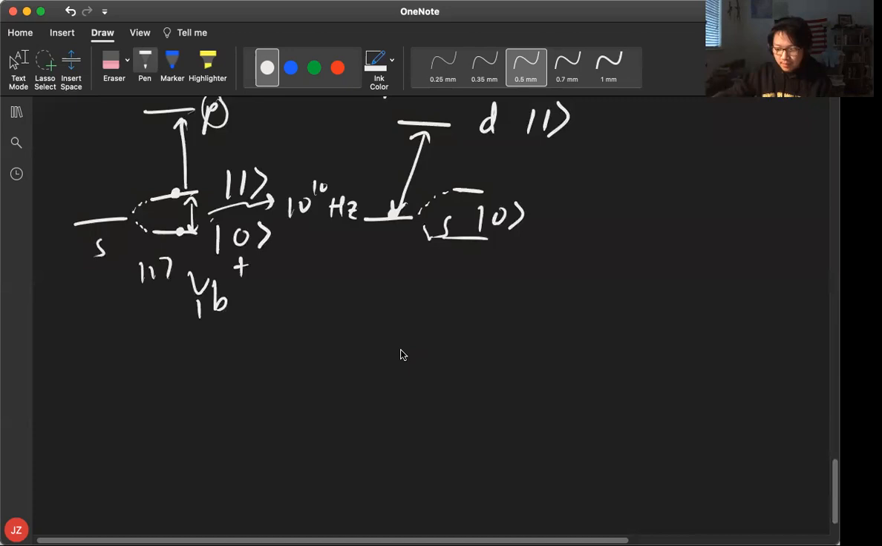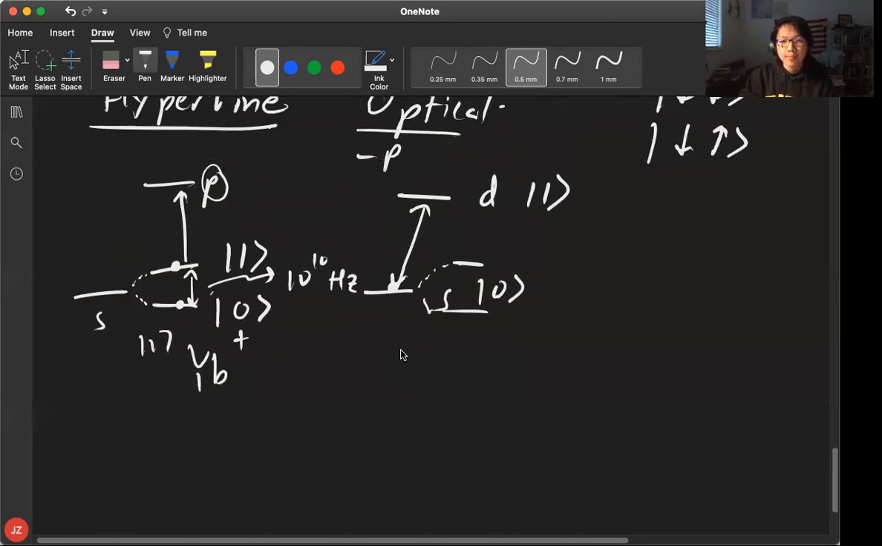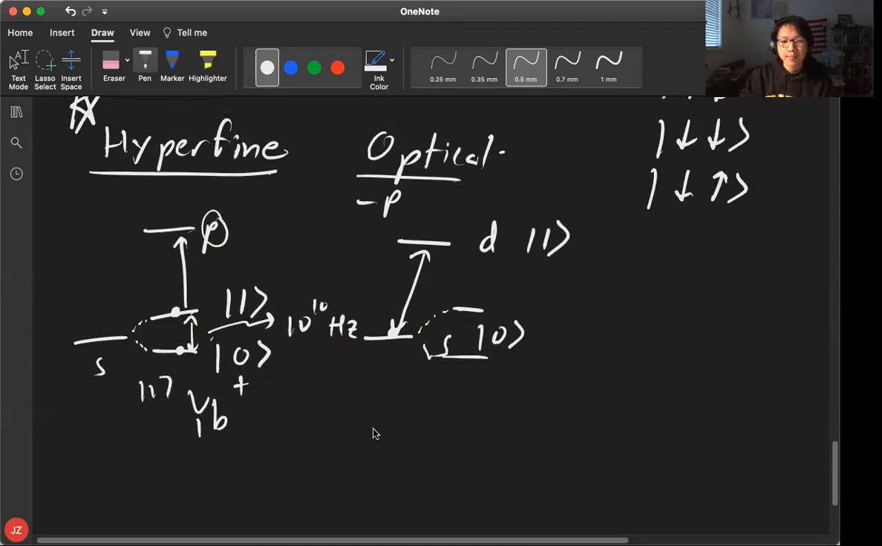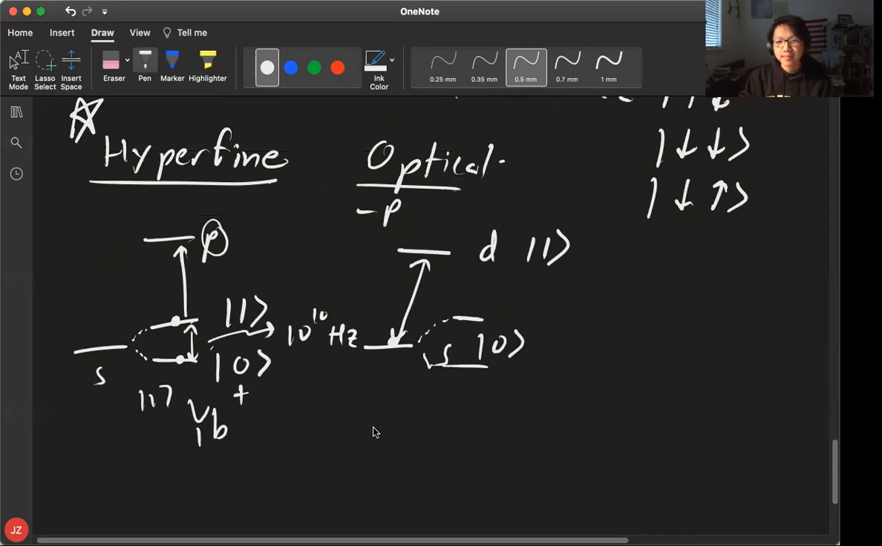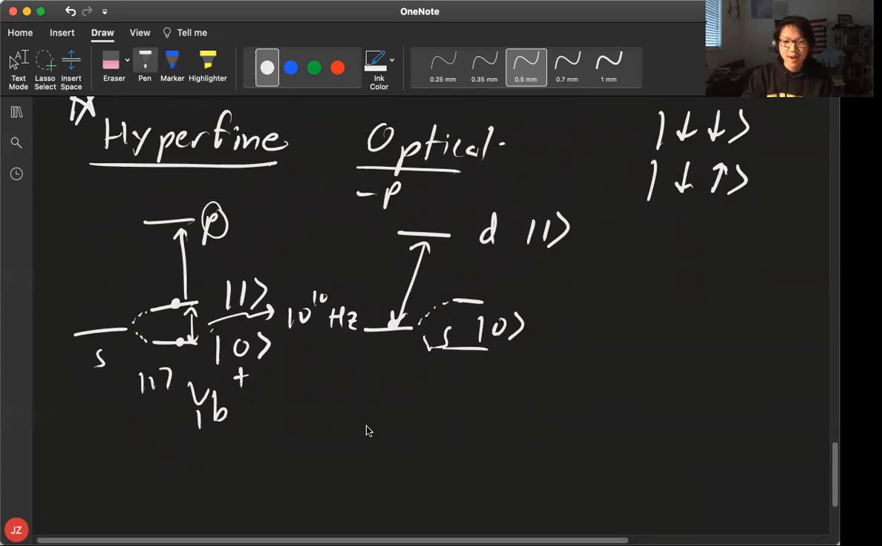Sorry if you already mentioned this, but I was wondering, how do you prevent, since we're choosing two of these energy levels to determine our two-level system, how do we prevent it from going into another energy level? Okay. So that's an excellent point.